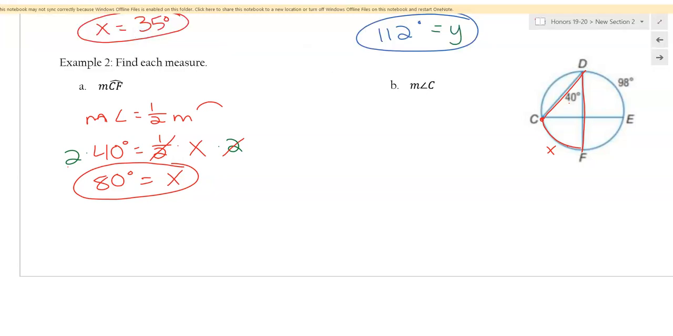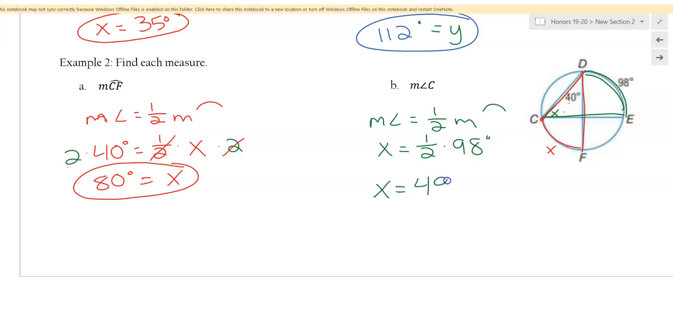Our next one, measure of angle C. Well, here's angle C. I'm going to follow the lines out. There's its intercepted arc, where those endpoints are. Measure of the angle. Measure of the arc. So here our angle is x. And the measure of our arc is 98. And that gives you 49 degrees.